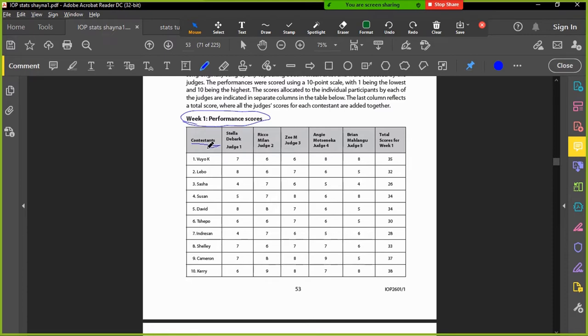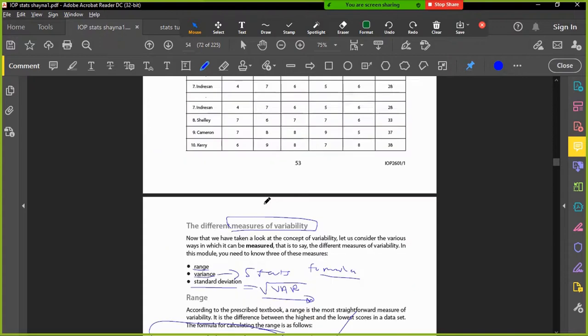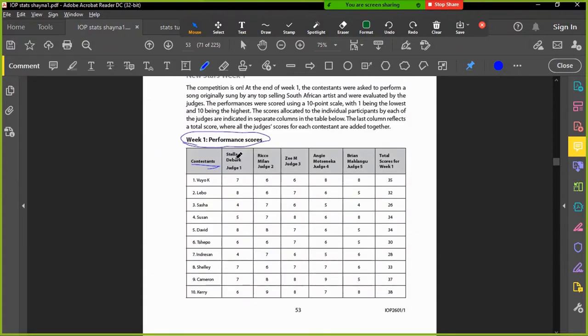Those are the contestants. Let's read the questions there. Calculate the range of scores for the following dataset, performance scores in the above table. So we're looking at highest minus lowest for the judges. Okay, so what's the range for judge 1?